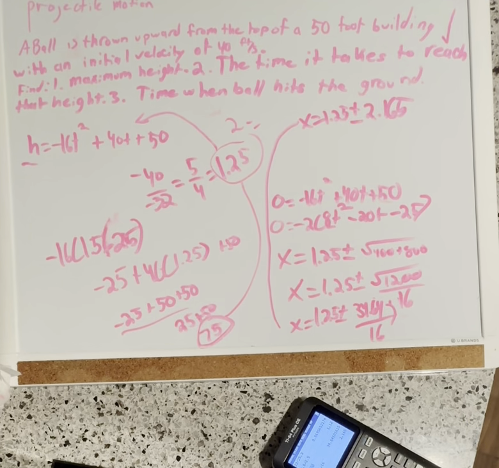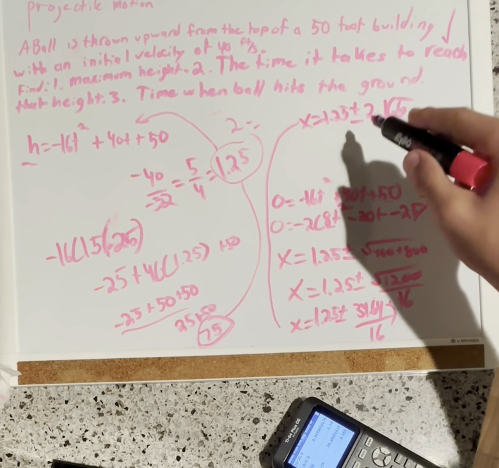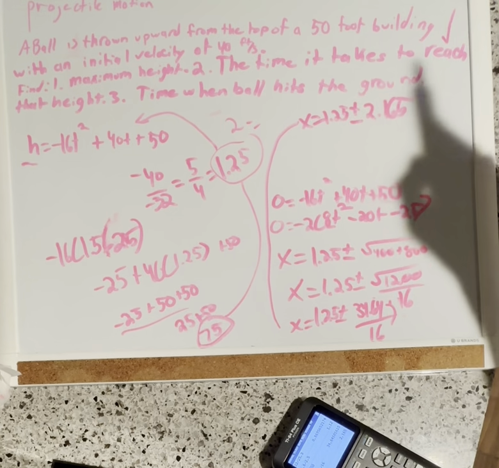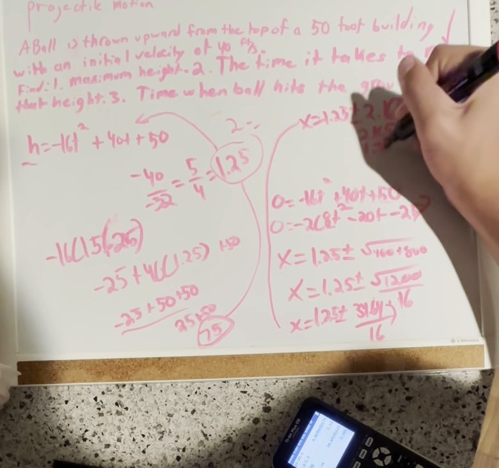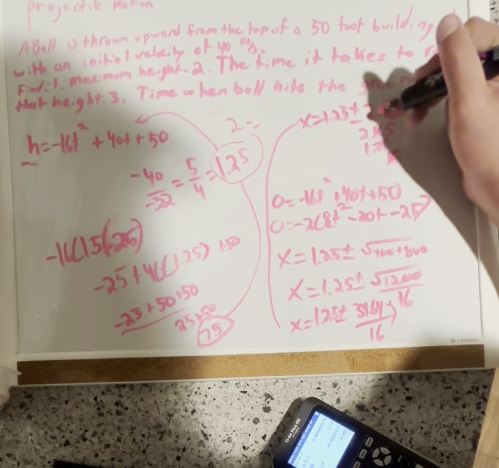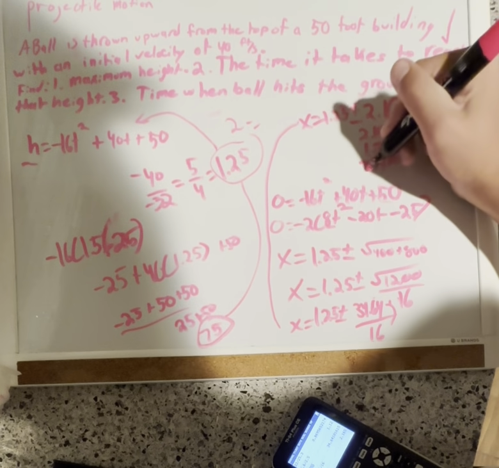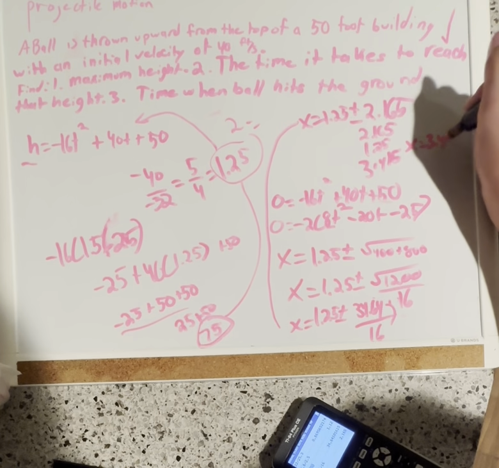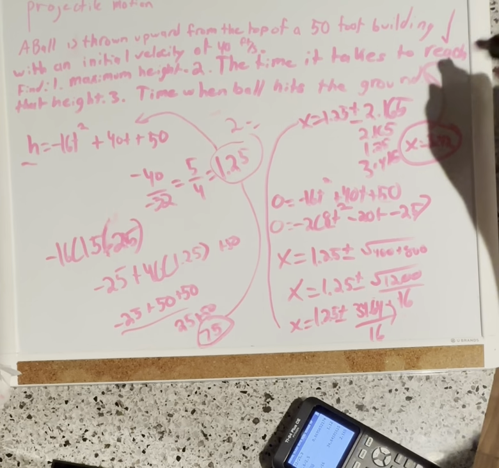And then in this regard, the negative sign in the plus or minus is completely irrelevant because time can never be negative. So you can think of this as just 1.25 plus 2.165. And then 1.25, so that'll be 3.415, which would round to 3.42. So x equals 3.42, which would be the answer for time when the ball hits the ground.